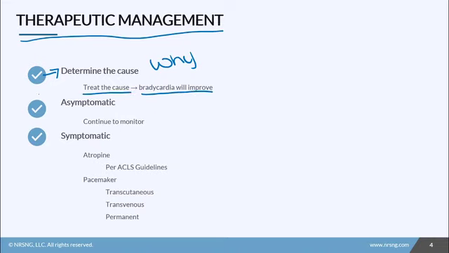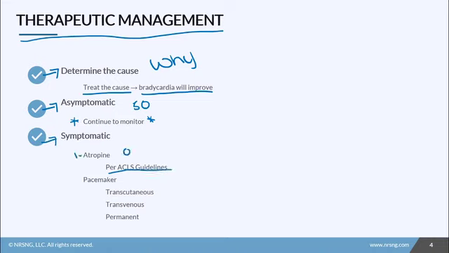Next thing, you've got to find out if they are asymptomatic. If you have a patient whose heart rate is in the 50s, well, that's great. Continue to monitor them. As long as they don't have any symptoms, just watch them. If they do become symptomatic, then we must follow the ACLS guidelines. So we will give them some atropine.